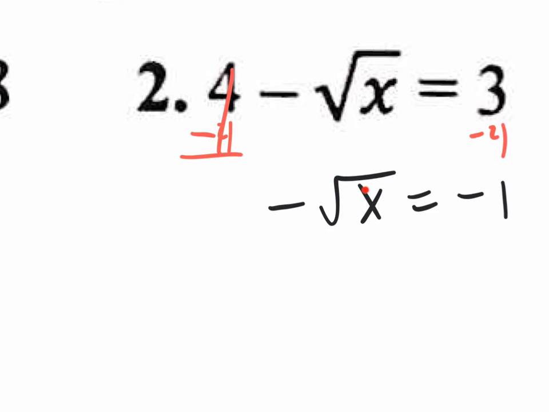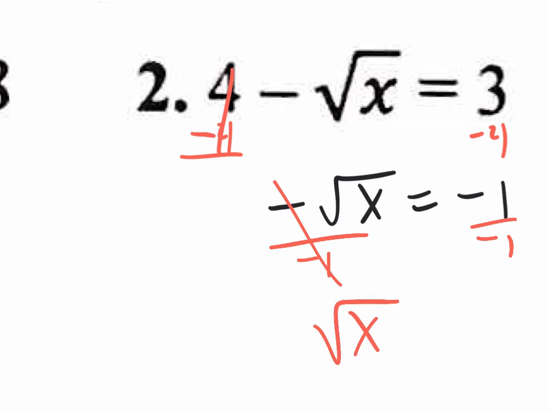It's still not isolated. What do I still need to do to isolate it? Divide by negative 1. Cancels. The square root of x equals 1. Then you get rid of the radical once it's isolated. You square both sides, right?